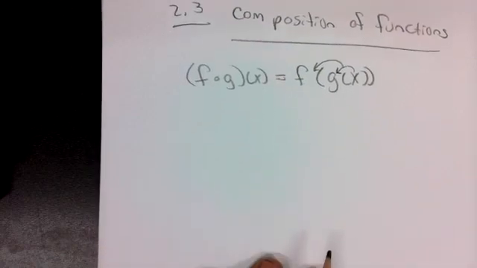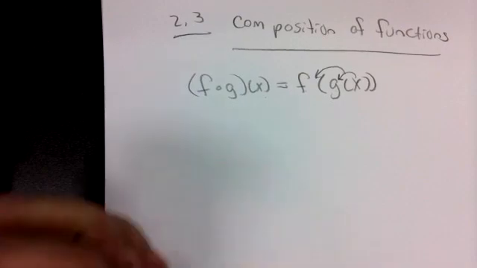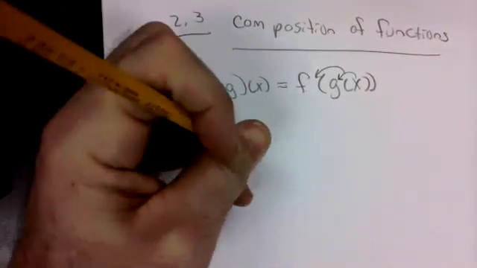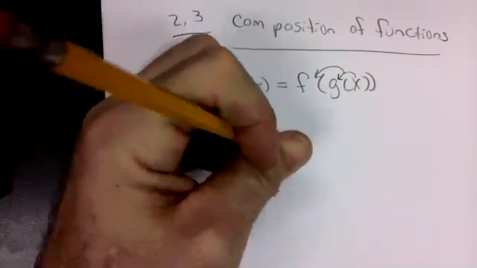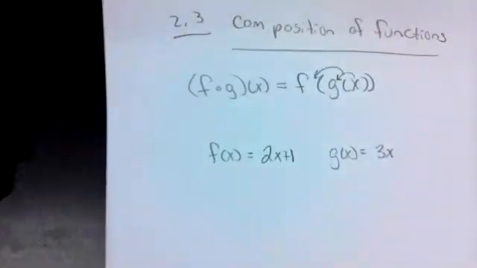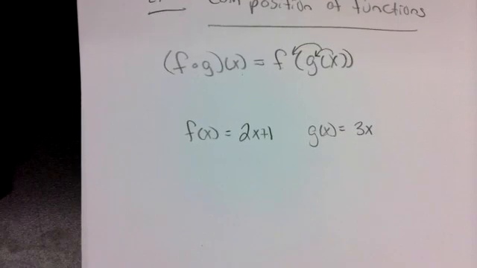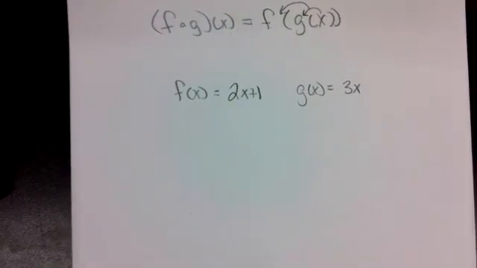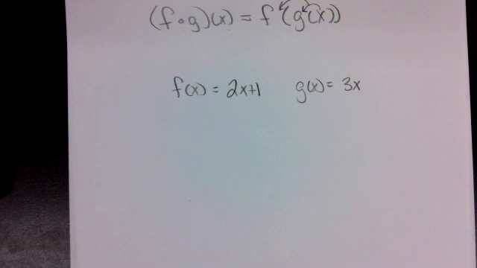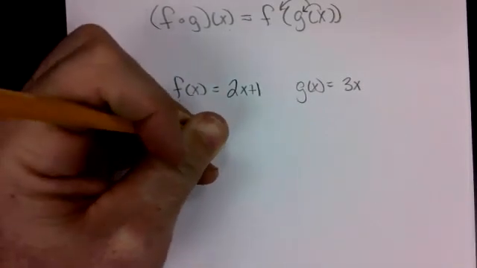And just like last unit, they're going to start specific and then they're going to get generic. So just two random functions. So say f of x equals 2x plus 1. g of x equals 3x. They could ask us to find the f of g of 2.